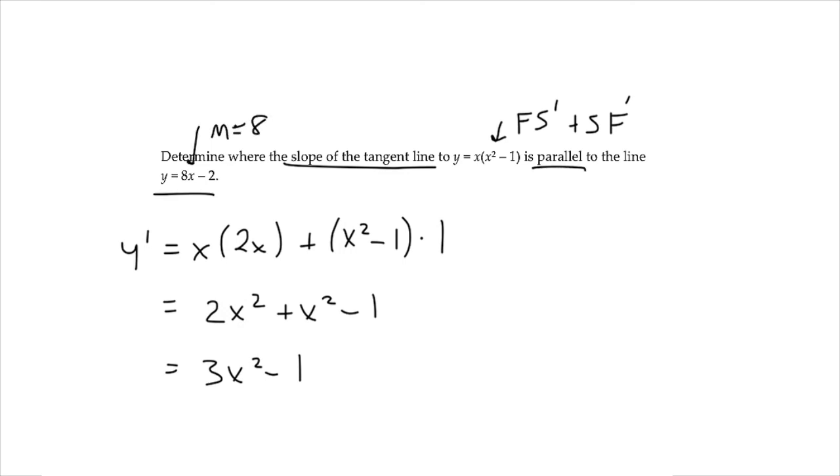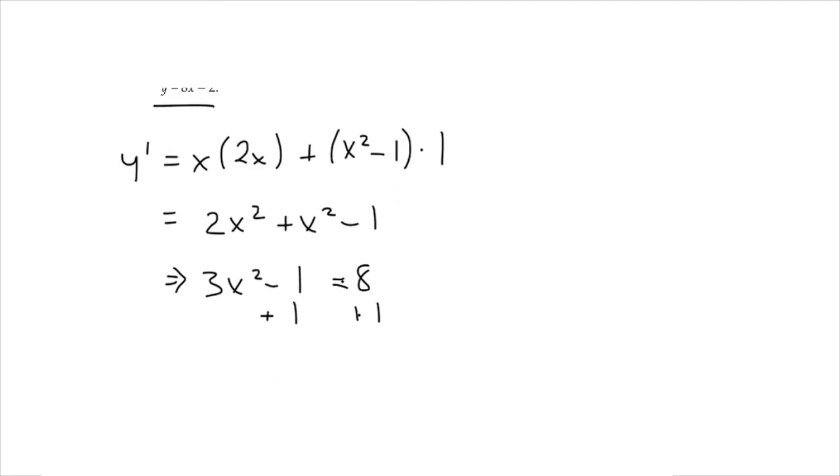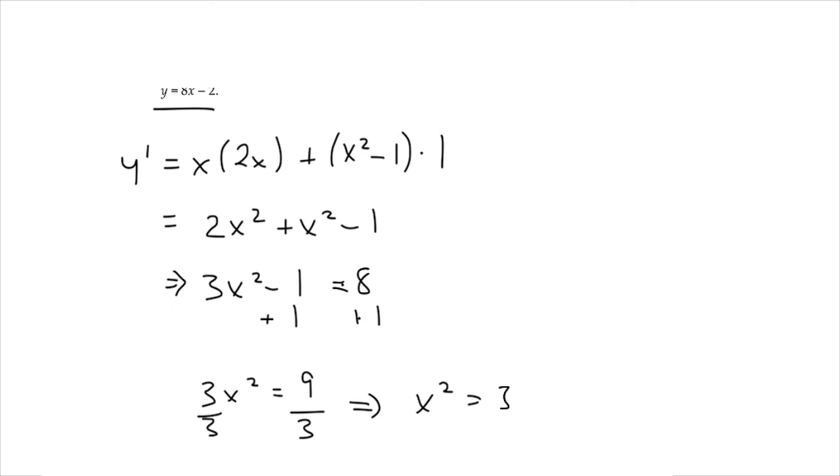So I'm going to take the extra move here and just take this and set it equal to 8, right? So I'm just going to add 1. We're going to add 1. And so we get 3x squared equals what? 9. We'll divide by 3. We'll divide by 3. And we end up getting x squared equals what? 3. Now let's be careful.